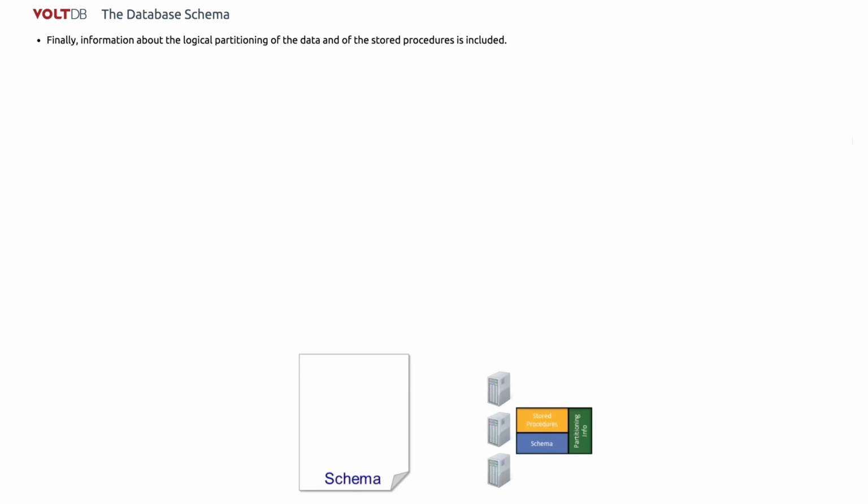Finally, information about the logical partitioning of the data and the stored procedures is included, using the partition table command to partition a table by one of its columns, and the partition procedure command to partition a procedure by one of its input parameters.